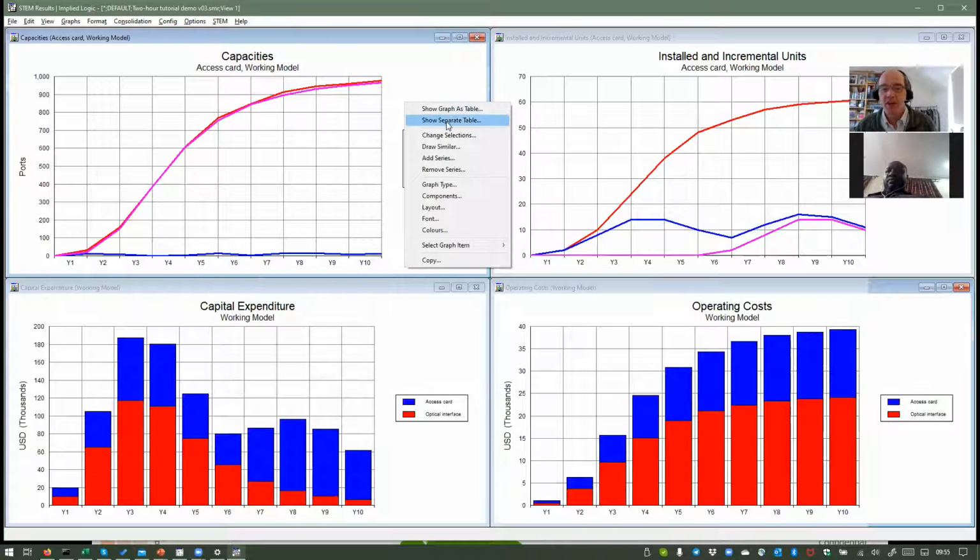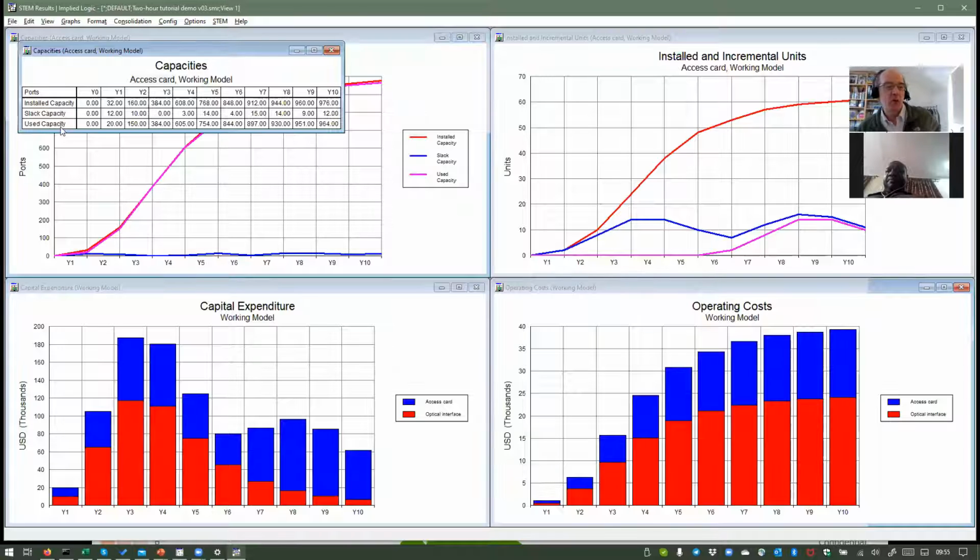If I look at a table, you'll see that basically the install capacity goes up 32, 16, 160, 384. It's always in multiples of 16. And you can see that it thinks the slack capacity is a number that's never bigger than 16. In fact, it's never bigger than 15, technically. Now, what's wrong with that result?